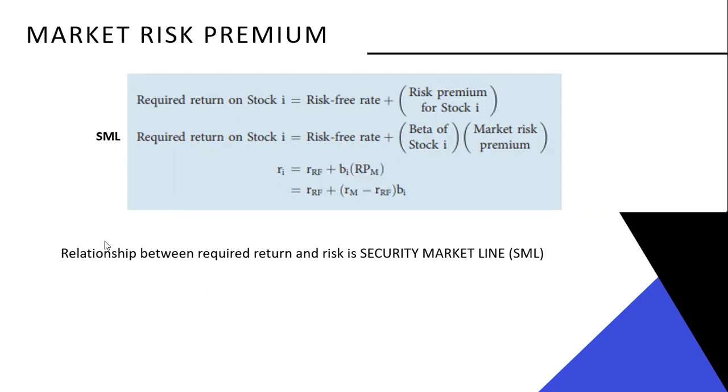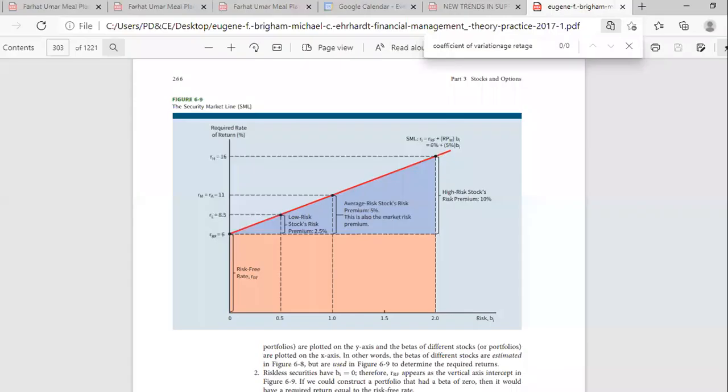And again, this is a relationship between the required rate of return and the risk. This is also known as the security market line, or SML. And here you can see an example of it. The risk-free rate of return is right over here. And this, B times RPM, is basically what's going to give you the slope.